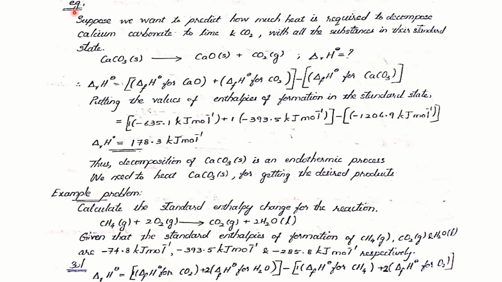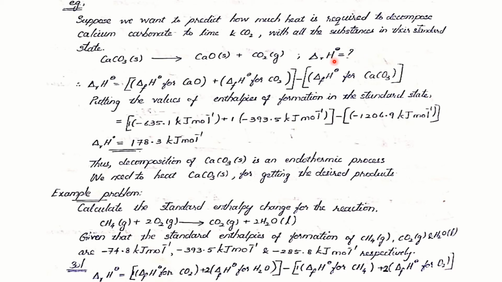Students, imagine yourself as a chemical engineer and suppose you want to predict how much heat is required to decompose calcium carbonate to lime and carbon dioxide with all the substances in their standard states. Okay, firstly what you would do is that you would write a balanced chemical equation corresponding to this process. So your equation would be calcium carbonate in the solid state produces calcium oxide in the solid state along with carbon dioxide gas. Okay, so for this equation you must calculate the standard enthalpy change of the given reaction.